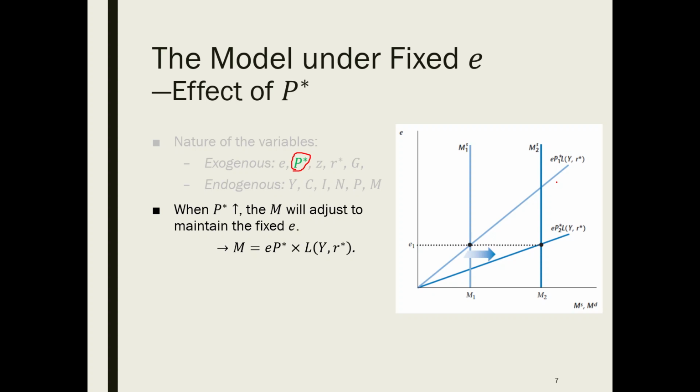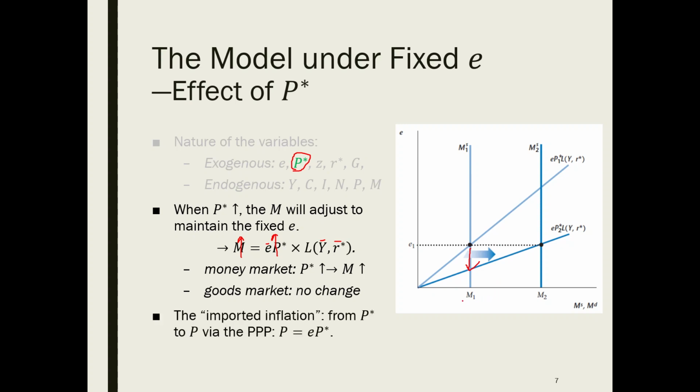Since E is now fixed, a higher P star on the right-hand side has to be cancelled out by a higher money supply M on the left-hand side, because everything else is either too slow to adjust or fixed. This means a rightward shift of both the money demand curve and the money supply curve. Compared to the flexible exchange rate regime, the money supply M stays still and the exchange rate E will drop. This is what is termed imported inflation, because a higher foreign inflation induces a higher domestic inflation.